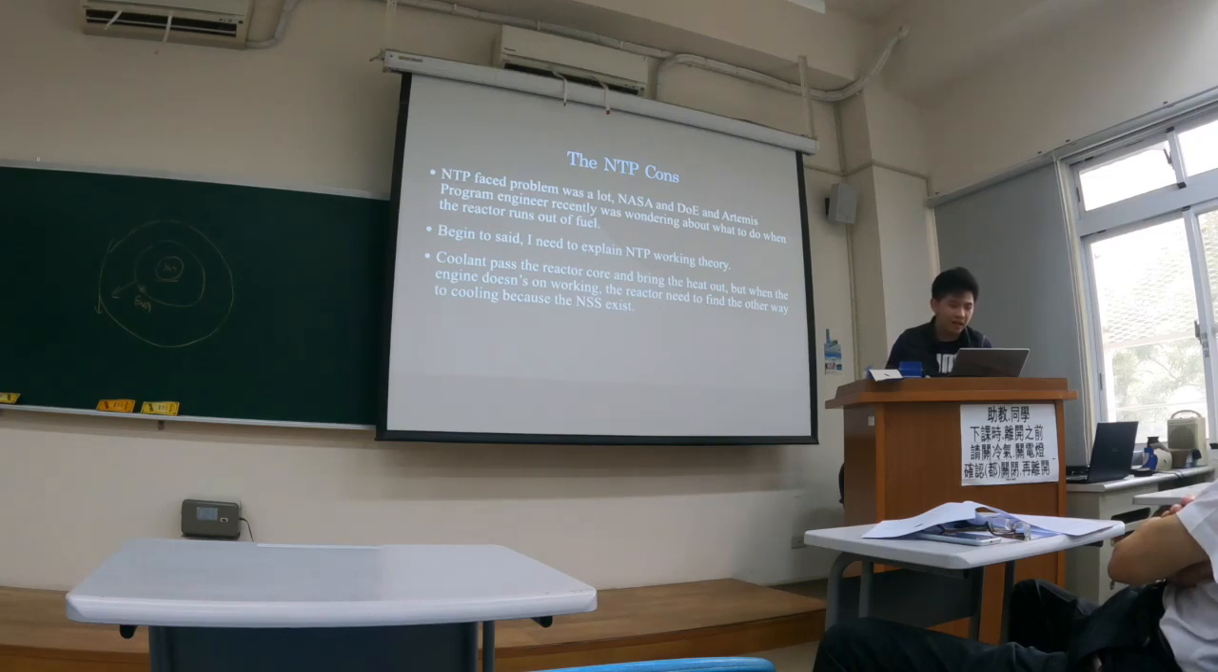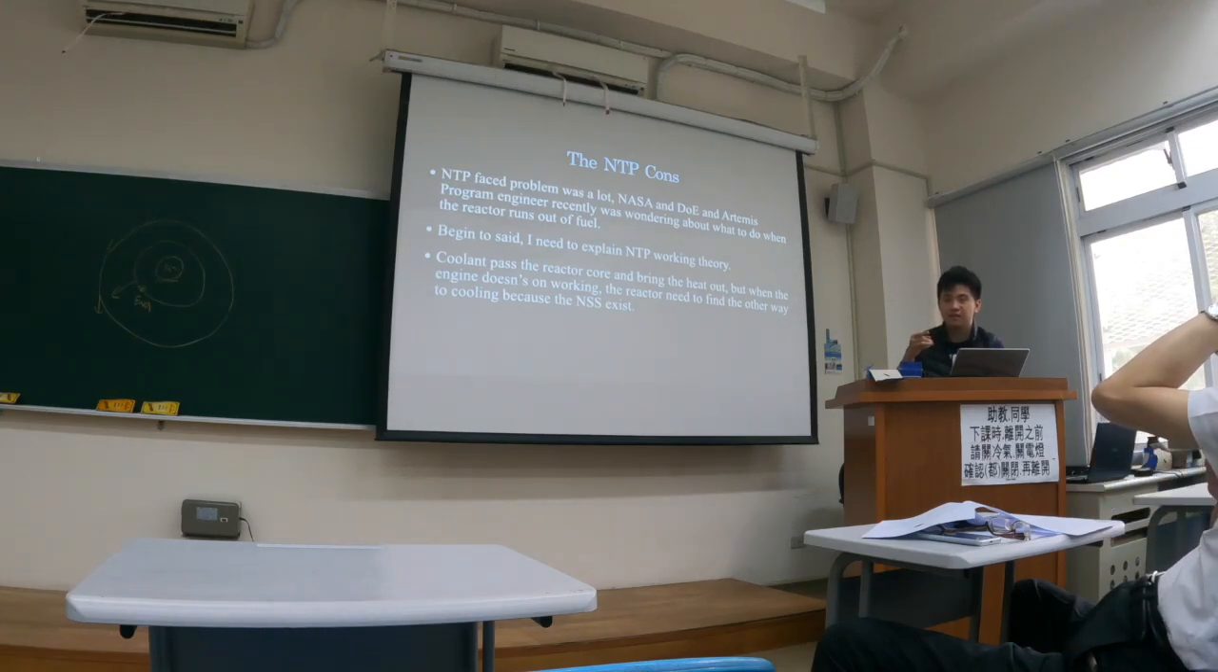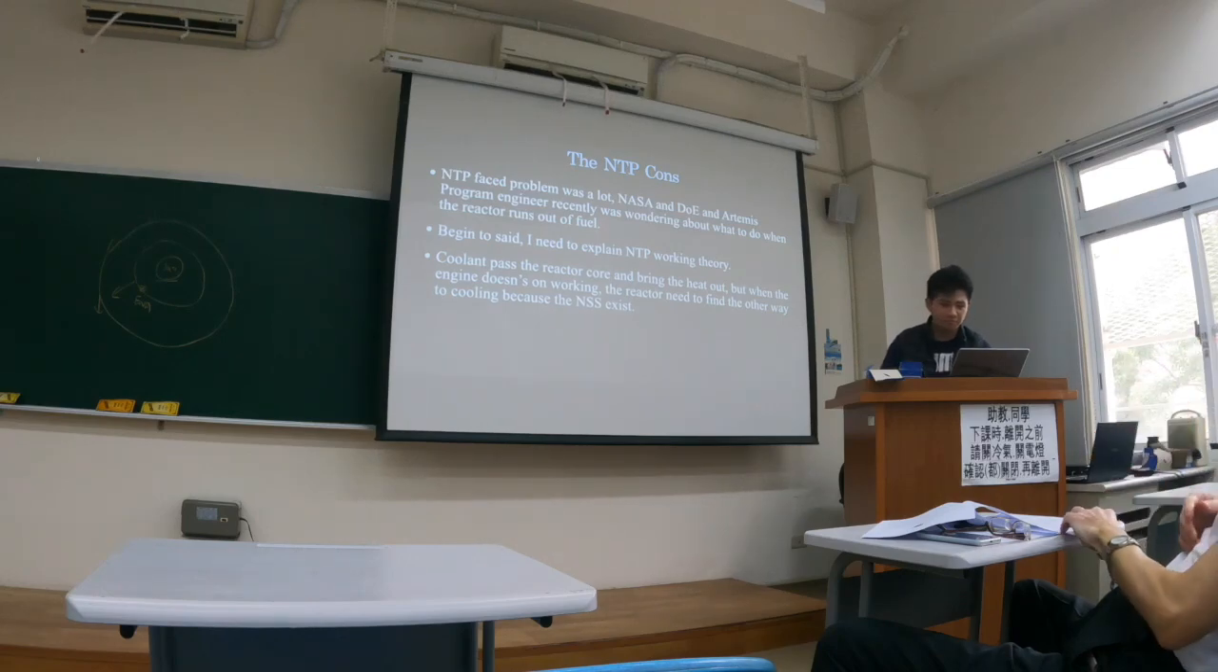NASA, the DOE and the Optimus program engineering recently were wondering what to do when the reactor runs out of fuel. Normally cooling passes through the reactor core and brings the heat out, but when the engine isn't working, the reactor needs another way to cool down because an NSS exists. NSS is called the non-shutdown system. It monitors the neutron flux in the reactor and prevents reactor shutdown by using an automatic electrical device.